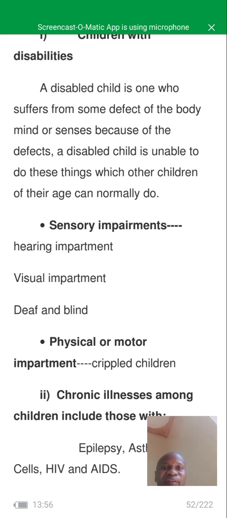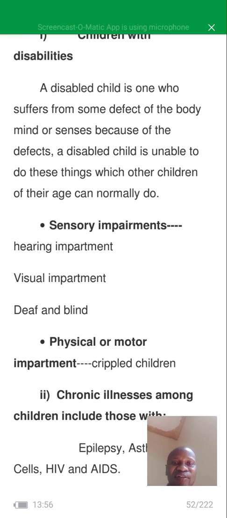So what do you mean by children with disabilities? A disabled child is one who suffers from some defect of the body, mind, or senses. Because of the defects, a disabled child is unable to do things which other children of their age can normally do.